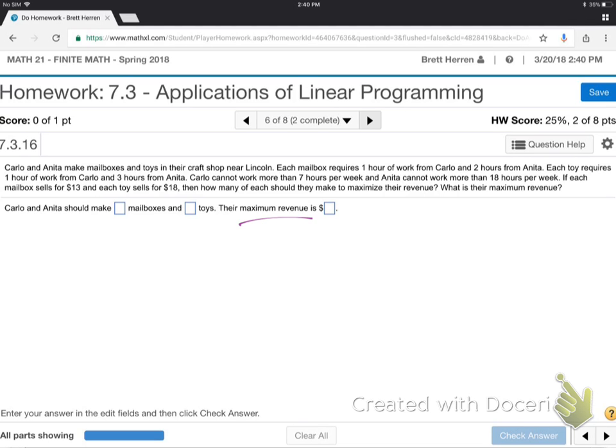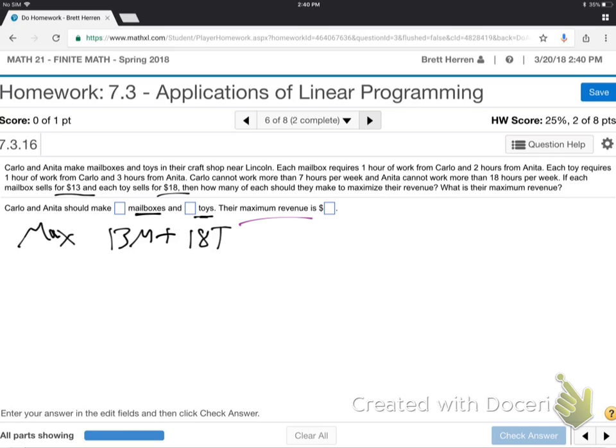Here we go. You ready? What are we maximizing? We're maximizing revenue. Where does it say anything about revenue? $13, and so mailbox 13M and toy 18T for toys. Mailbox and toys, those are clearly our variables, aren't they? Okay, so there's our max.